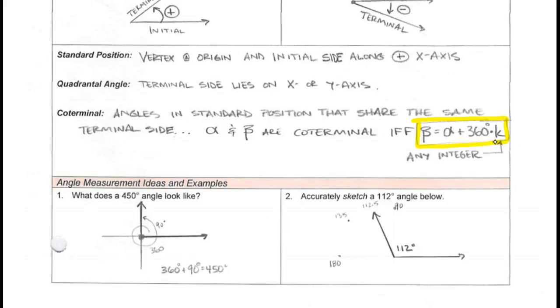An example of what I just talked about is here in example 1. What does a 450 degree angle look like? Well, it's a 360 degree angle plus another 90. So a 450 degree angle is coterminal with a 90 degree angle. And again, that's just using our new vocabulary term of coterminal.